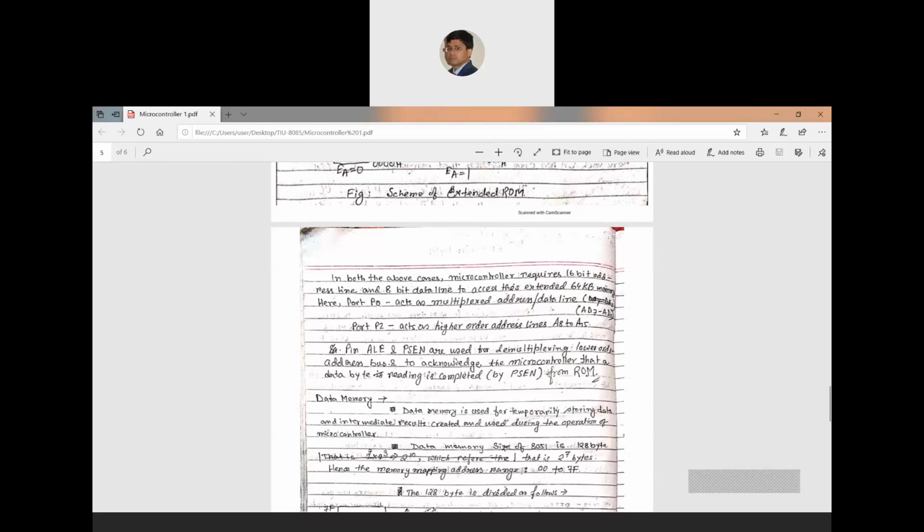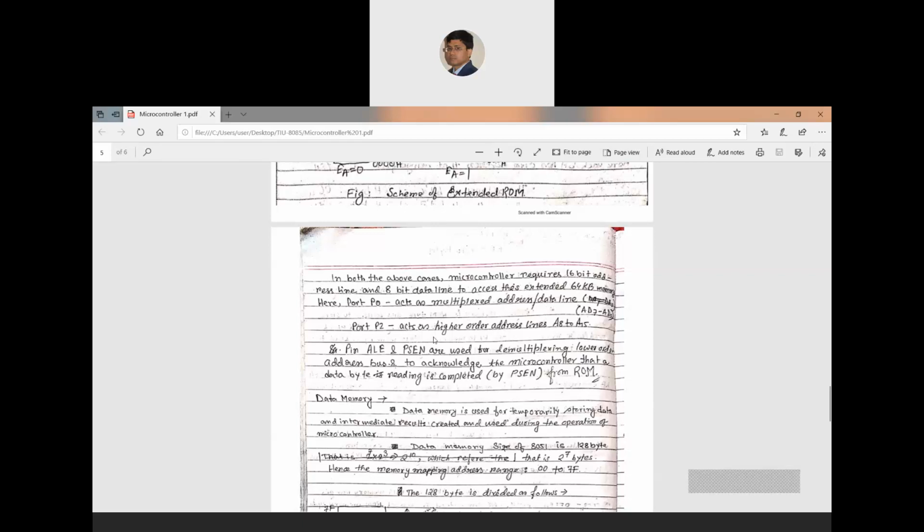Okay, and then also ALE. ALE is a pin whose full form is address latch enable. It does a similar operation to the 8085 microprocessor. Here the ALE pin is used to demultiplex the AD7 to AD0 address and data line. So using the ALE pin, I can differentiate whether the AD7 to AD0 multiplexed lines are acting as address lines or as data lines.